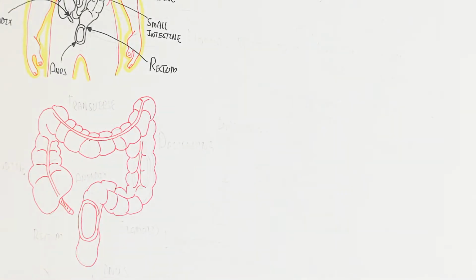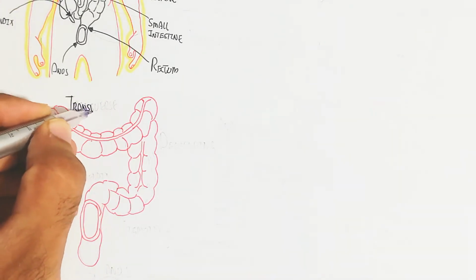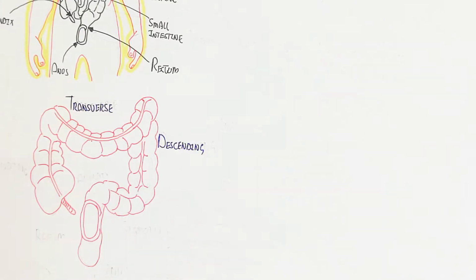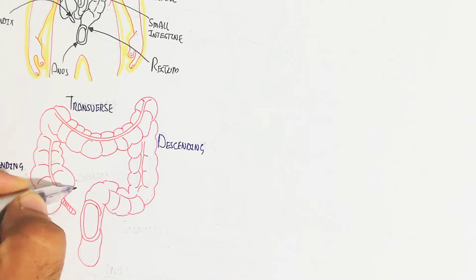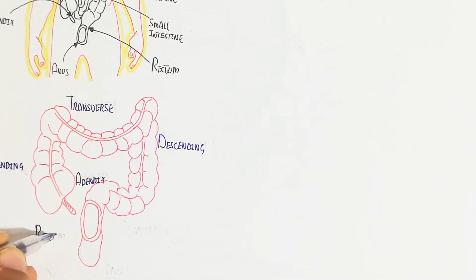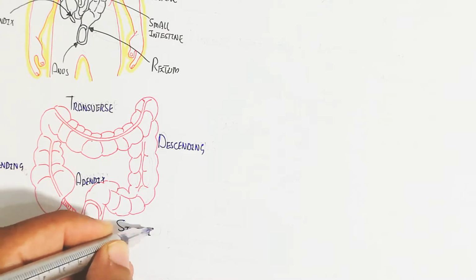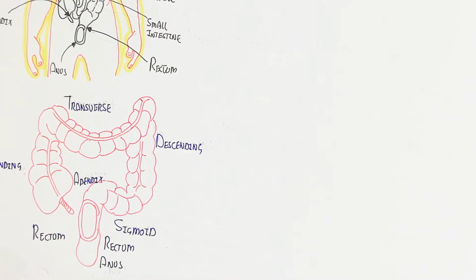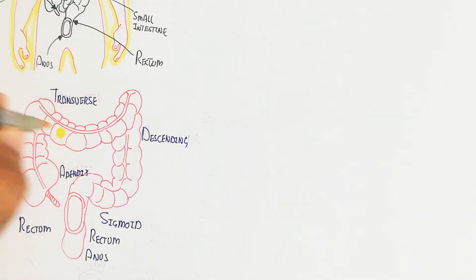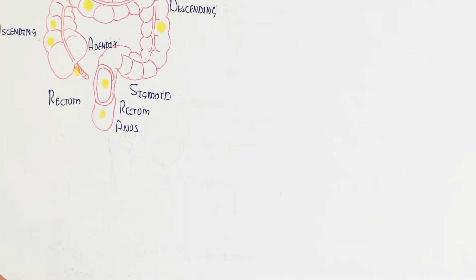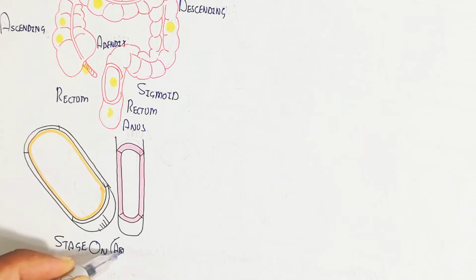Here I am drawing a bigger picture of the large intestine. Here is the transverse colon, this is the descending colon, this is the ascending colon, this is the appendix, and this is the rectum and anus. Here the sigmoid colon is also present. The rectum stores waste, and the anus is used for defecation. So the cancer can be marked with the highlighter in yellow color.